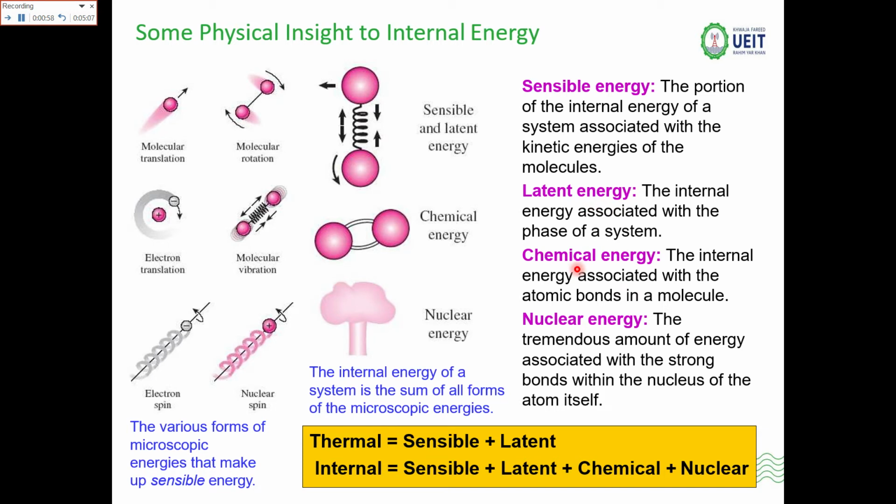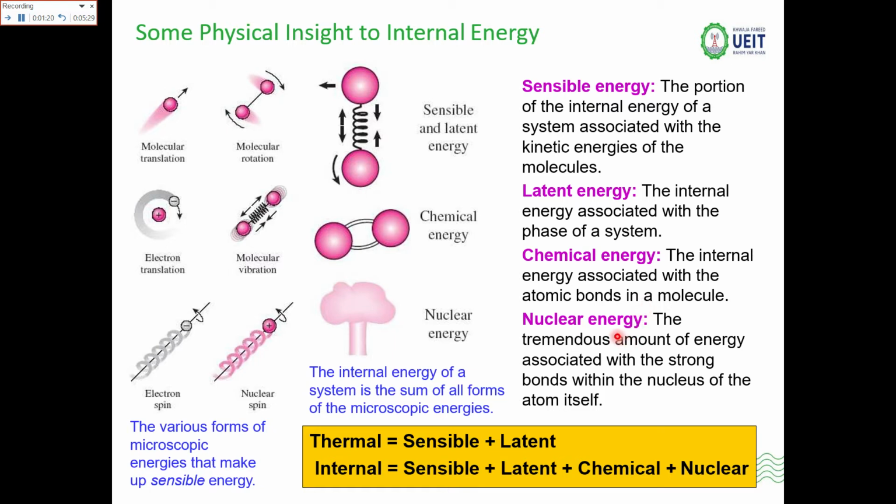Now the chemical energy: the internal energy associated with the atomic bonds within the molecules. The atoms and the molecules are bonded with each other, so there is an energy involved between these two. This form of energy is known as the chemical energy. We can also say that this is the molecular or the atomic energy.